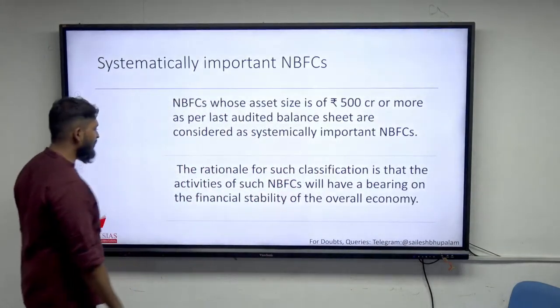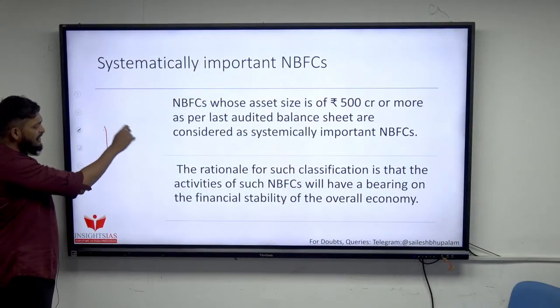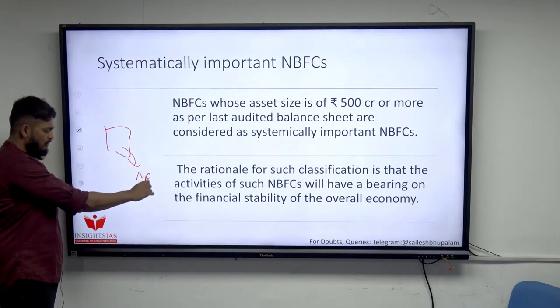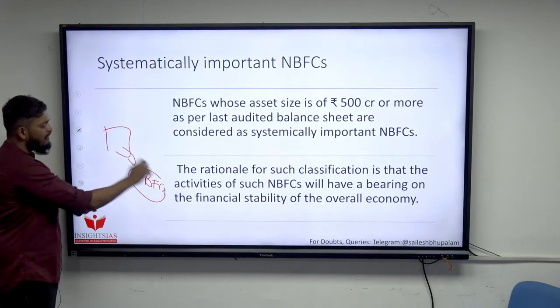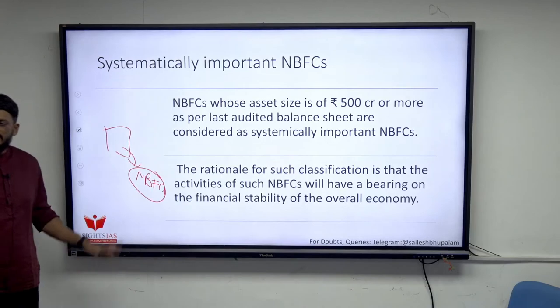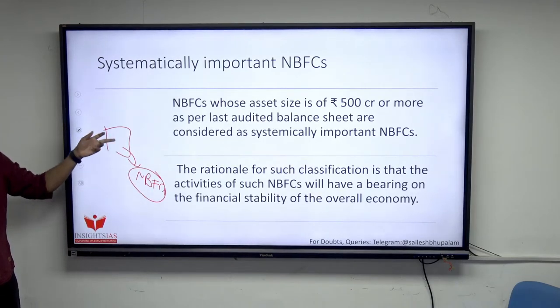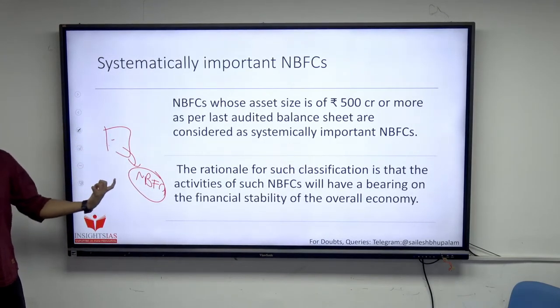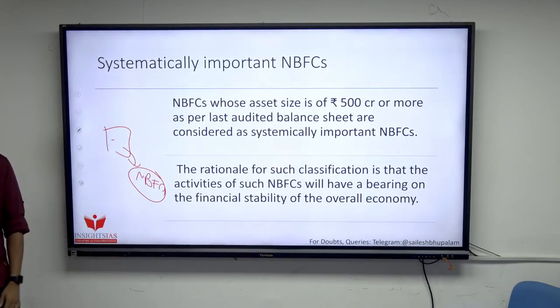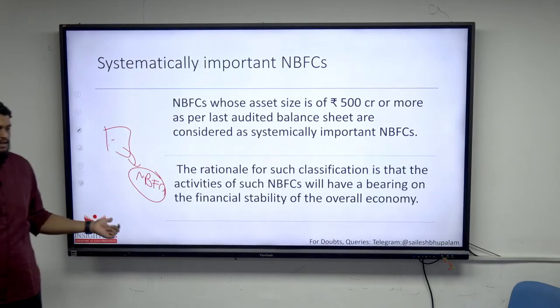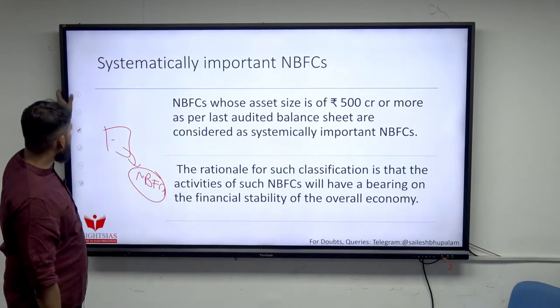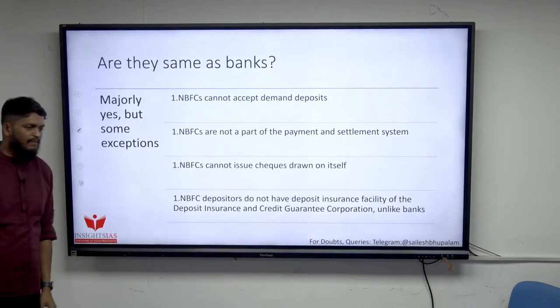Once we identify them as systemically important, usually NBFCs take loans from these banks also. Imagine if they have taken a loan as big as 1000 crores and then this NBFC fails, will it affect the banking system also or not? So that means we have to keep a watch on big NBFCs which have big asset size. So that is why systemically important NBFCs are identified and watched.